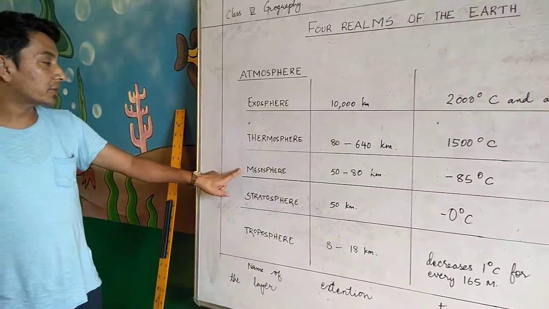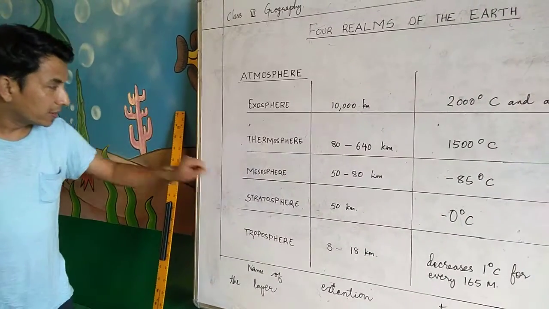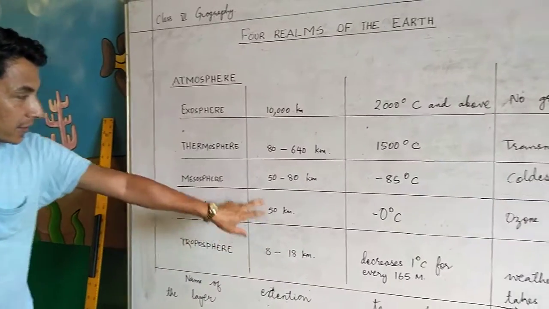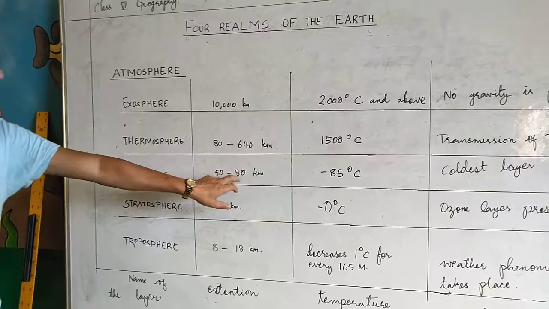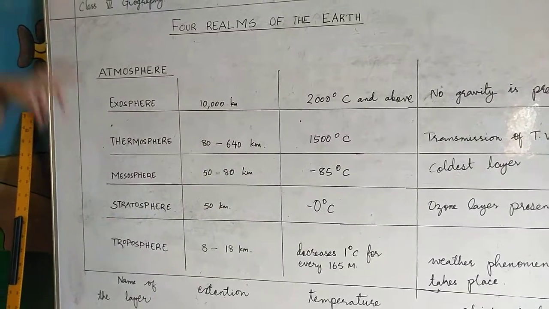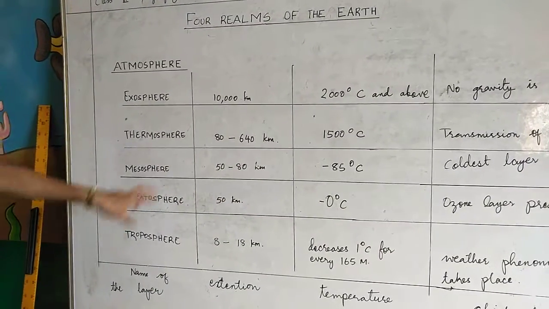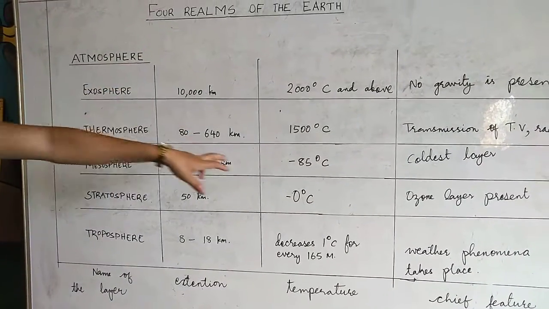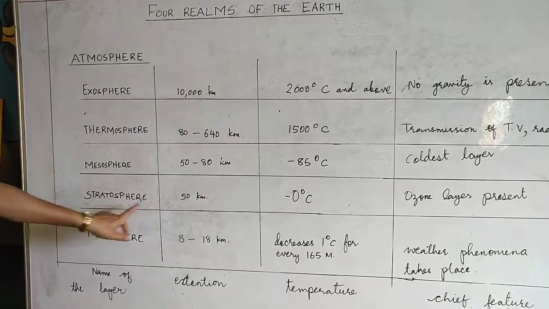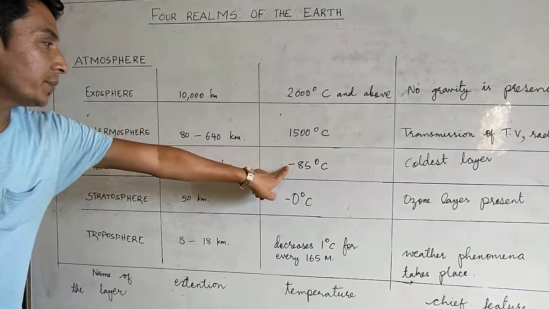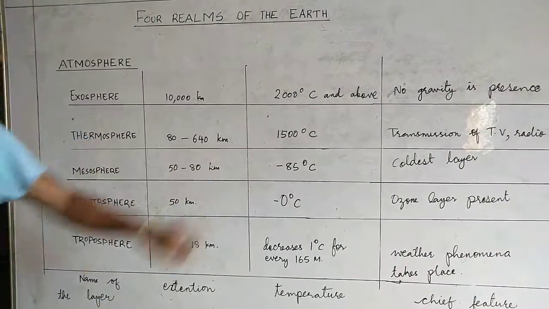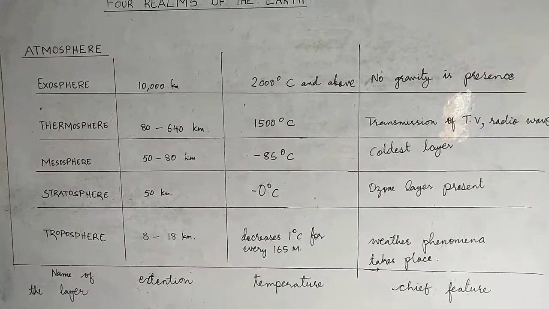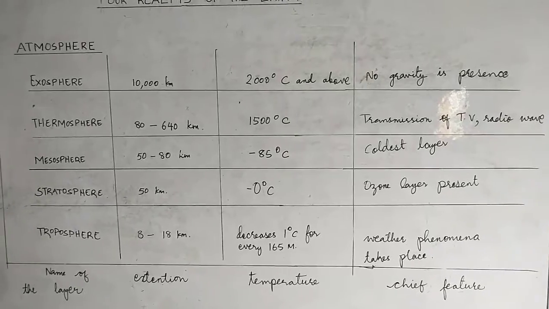Now let us discuss another atmospheric layer which is called mesosphere, and mesosphere extends 50 to 80 kilometers from the ground, and the temperature is even colder than that of stratosphere. The mean temperature here is minus 85 degree centigrade, and this is the coldest layer of the atmosphere.